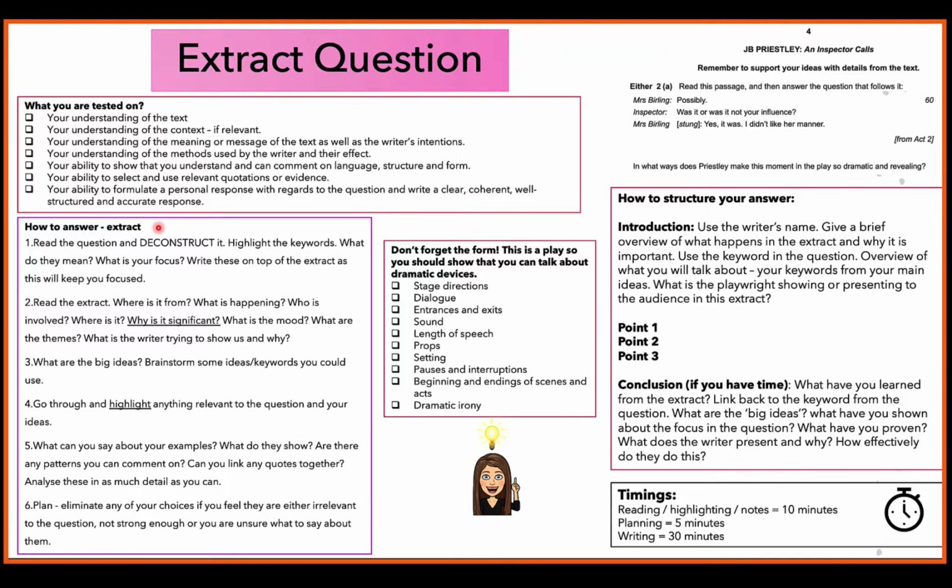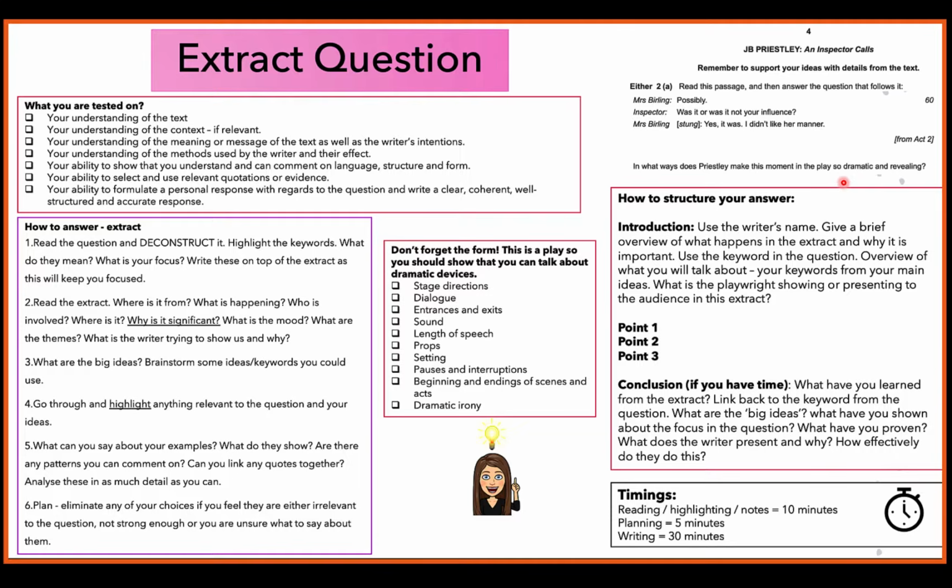So how to answer? Read the question, deconstruct it, highlight the key words, think about what they mean, think about what your focus is. You could write these on top of the extract as it will kind of keep you on track as you're going through and highlighting. So I've just put an example question over here. Obviously I've not included the entire extract just because I don't have that much space here, but this is an example of one of the questions.